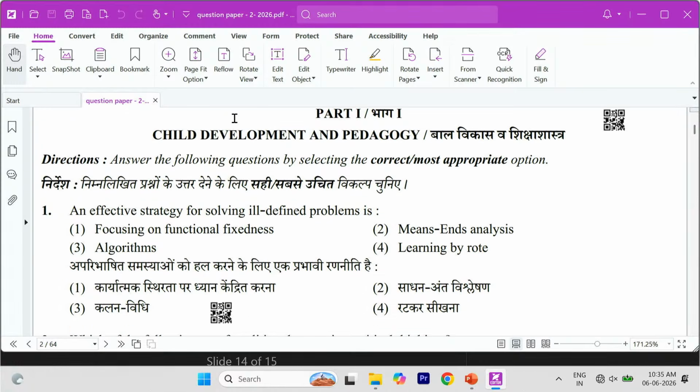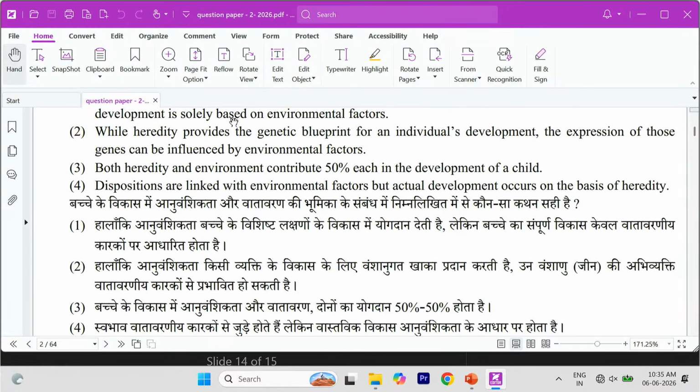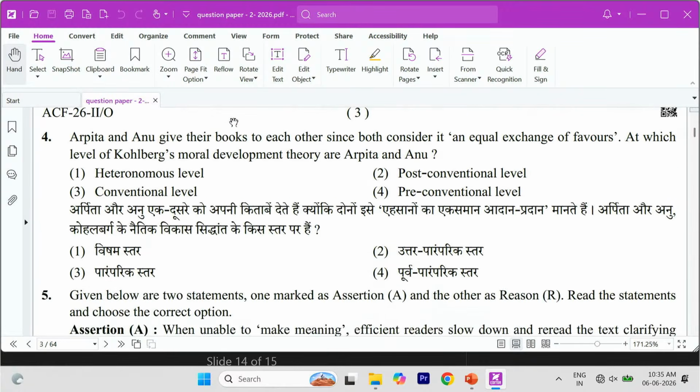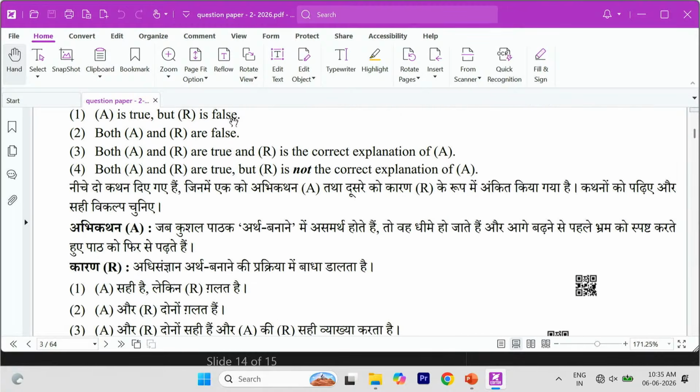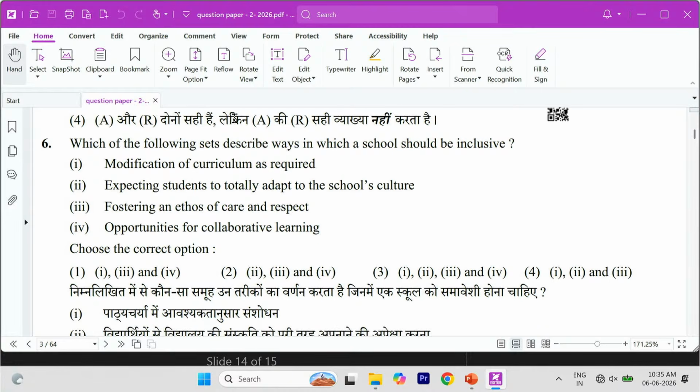So now coming down, sir, I request you please go to question number 6 of this. Yes, yes, sir. Please, sir, stop. Yeah, look at question number 6. Which of the following sets describe ways in which a school should be inclusive? When you look at this question, it talks about the inclusive approach, and it comes from Section A, which we discussed. So what does it say? Modification of curriculum is required. So yes, we can say it may be yes.